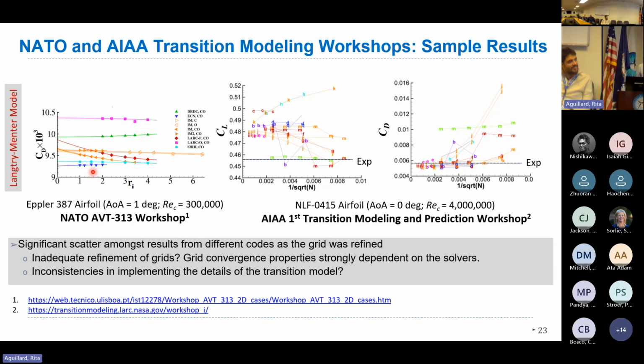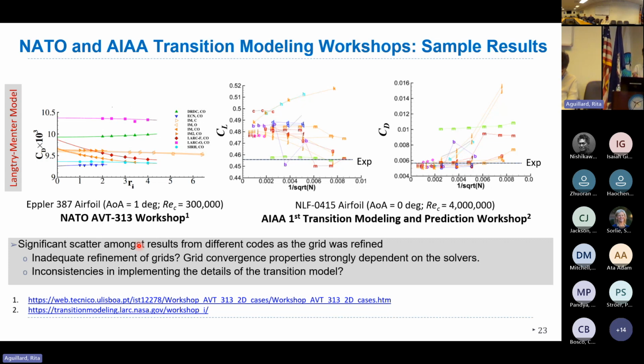This is reminiscent of the early drag prediction workshop and turbulence models and things like that. So why was there such a big scatter? Even when the model was specified and the grid was specified, we still got a huge scatter in results. Why is that? There are two reasons. One was that the grids provided were not sufficient for each of the solvers to converge. Maybe they needed additional levels of grids to converge. Another was inconsistency in how the transition model itself was implemented.